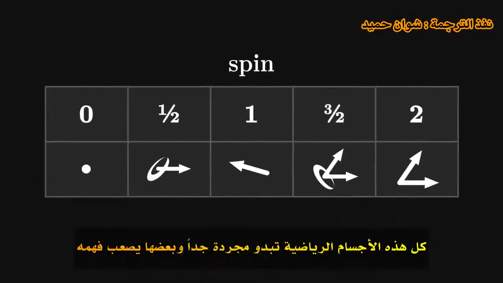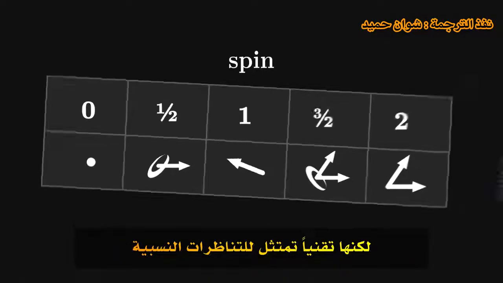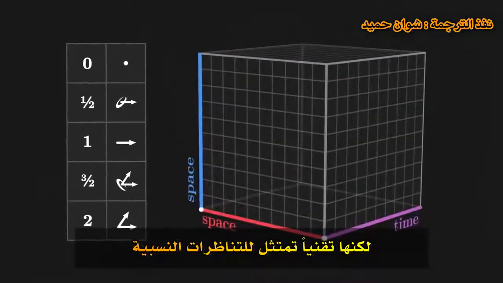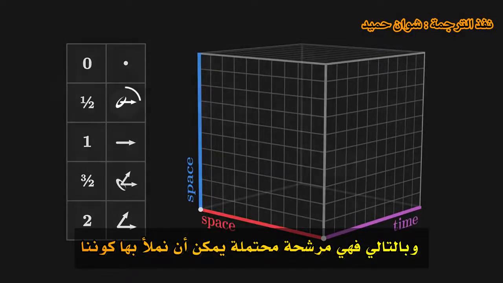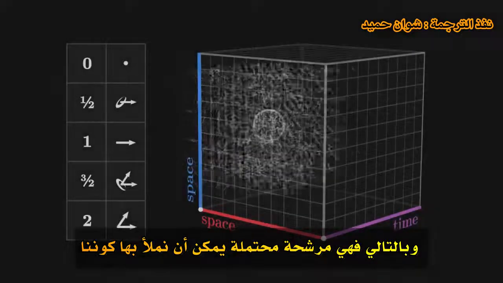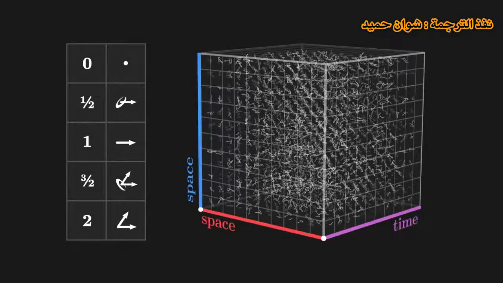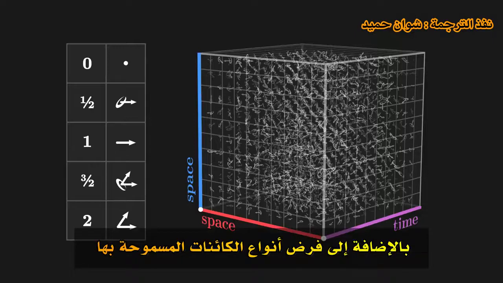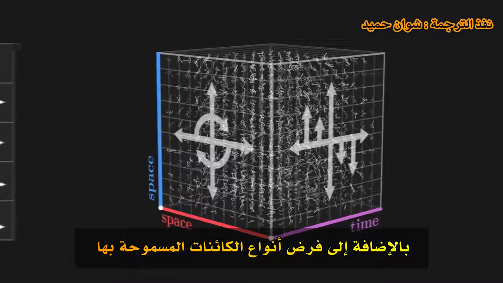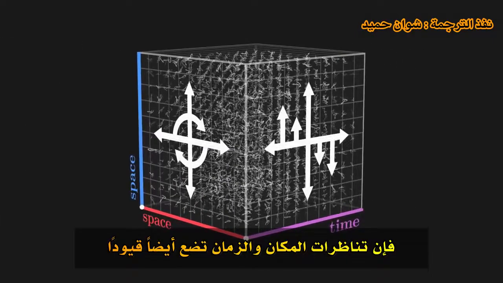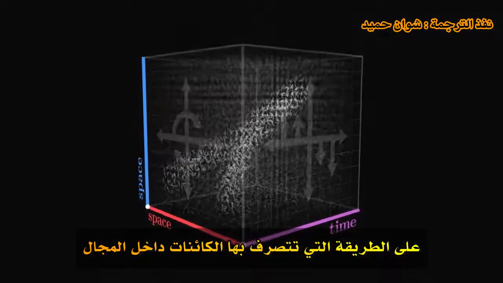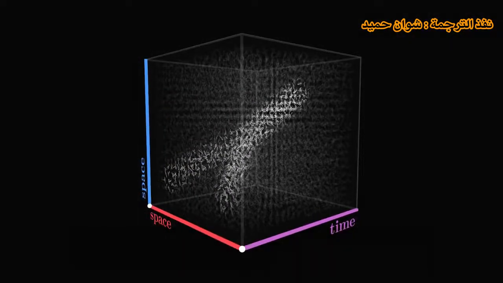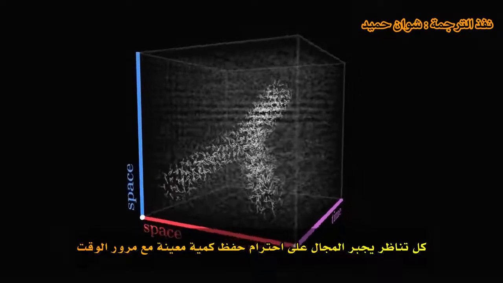All these mathematical objects seem very abstract, and some are difficult to understand, but technically they all obey the symmetries of relativity, and are therefore potential candidates with which we could fill our universe. In addition to imposing the types of objects that are allowed, space-time symmetries also set restrictions on the way objects behave inside the field. Each symmetry forces the field to respect the conservation of certain quantity over time.